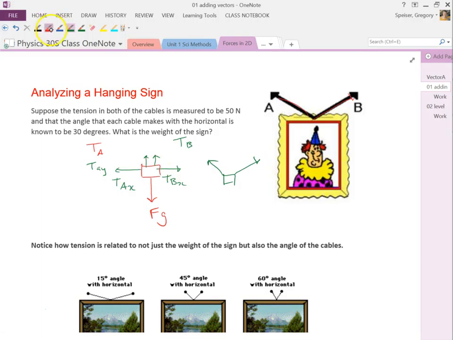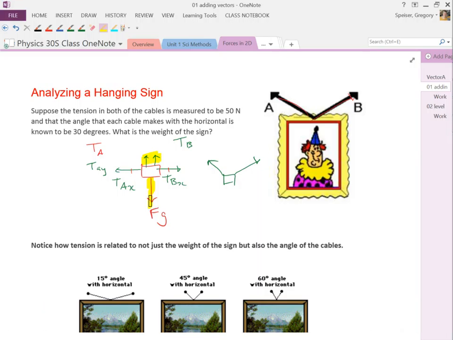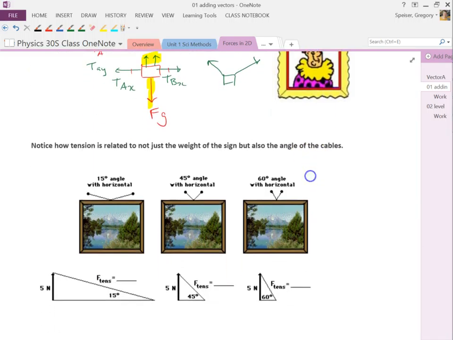So how can we analyze this? Well, we could say that those two are going to cancel each other out, and the two vertical forces would be canceling out the downwards force of gravity. So what could we say about those tension forces? Well, I think both of those tension forces are going to be exactly half the force of gravity. So doing that type of analysis helps us out.